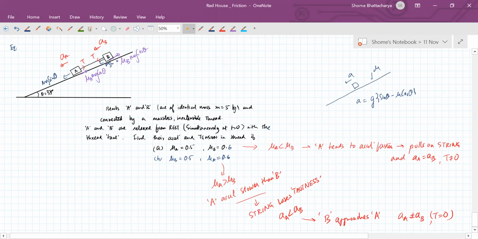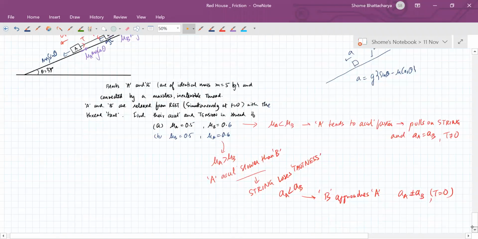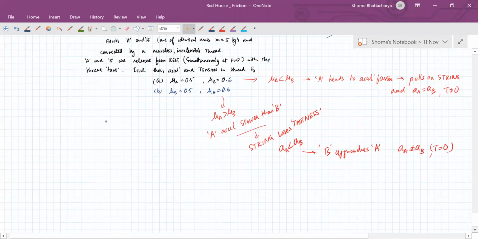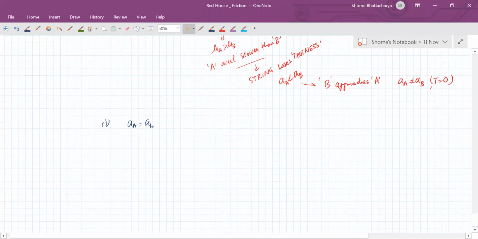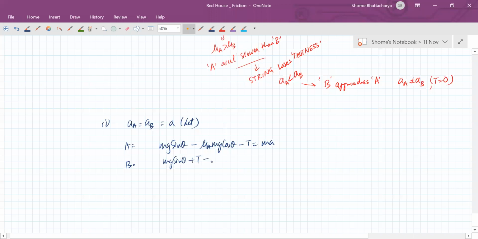So these are the forces along the inclined plane. In the first case, acceleration of A is equal to acceleration of B, equal to a, suppose. For the block A, we have the equation mg sin theta minus mu A into mg cos theta minus T is equal to ma. And for the block B, we have the equation mg sin theta plus T minus mu B into mg cos theta is equal to ma.